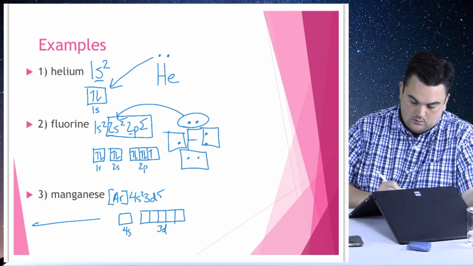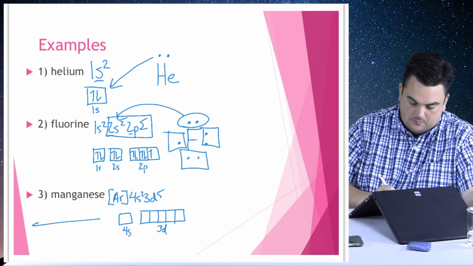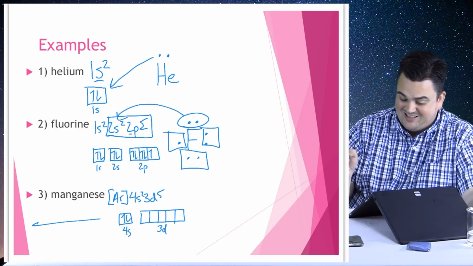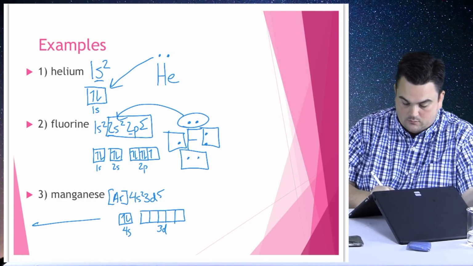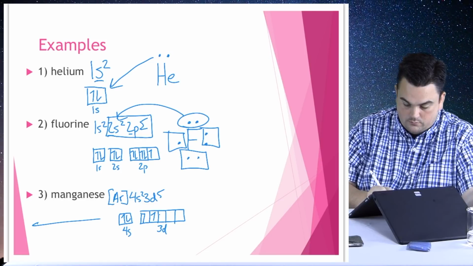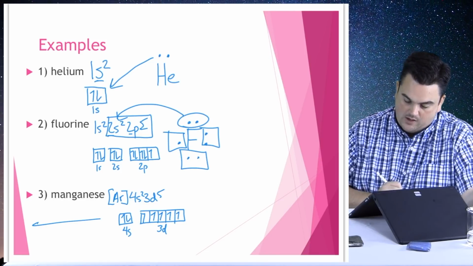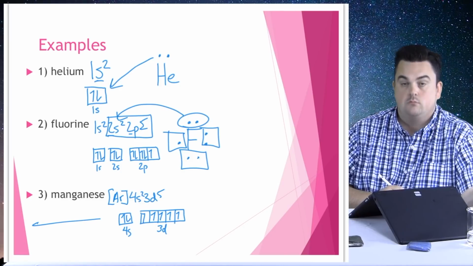All right, let's fill in our electrons. We've got 2 for the 4s. I think I got this. So they get paired up, 1, 2, and then these guys have to go in single, right? Very good. 1, 2, 3, 4, 5. So they're all single. Very good.